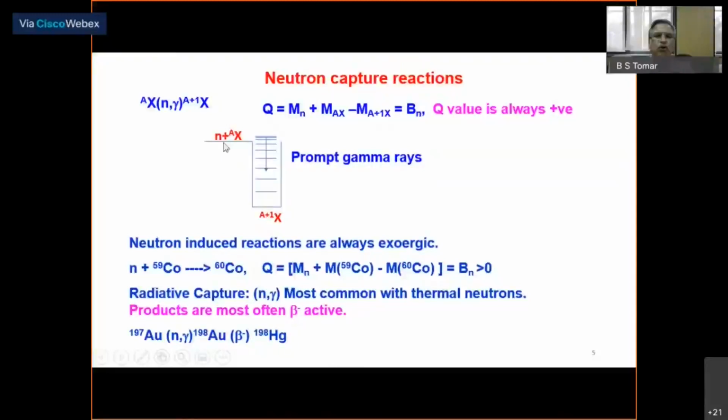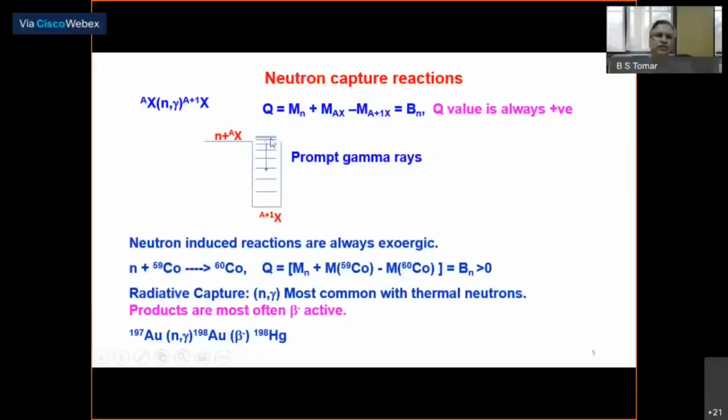And the energy brought in by this neutron is equivalent to the binding energy. The Q value for this reaction is mass of neutron plus mass of target nucleus minus mass of the compound nucleus. And this is nothing but the binding energy of neutron in this nucleus. So this is always positive. And so the compound nucleus is populated with energy equivalent to binding energy. So typical binding energy will be about 7-8 MeV. So the compound nucleus is excited to the energy of about 7-8 MeV.